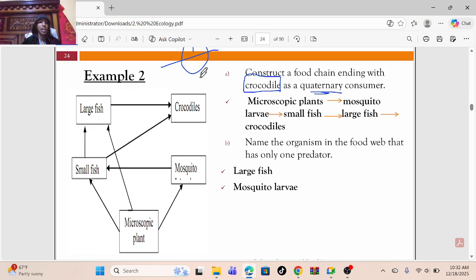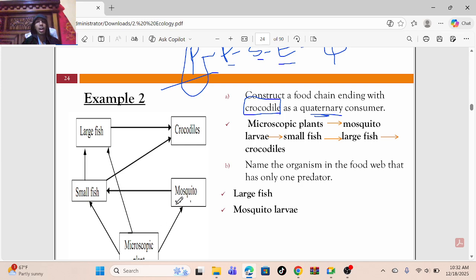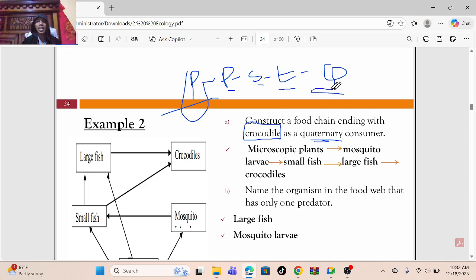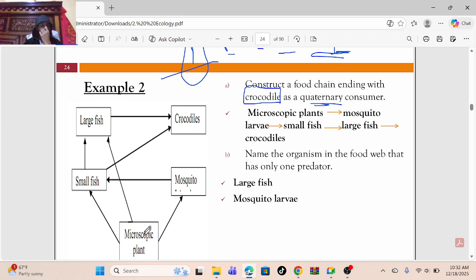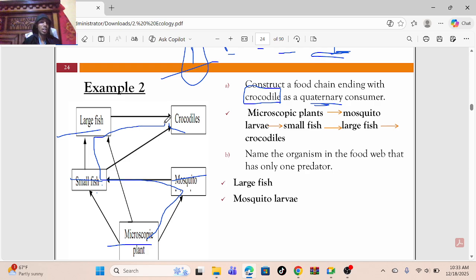So unaanza aje? Wakati gani sasa una construct a food chain? You construct a food chain when the crocodile is quaternary, yani iko number 5. So tunaweza anza wapi? Tunaweza anza hapa 1, then 2, 3, 4, 5. So tunaweza anza na microscopic plant, iende kwa mosquito, iende kwa small fish, iende kwa large fish, irudi kwa crocodile. So this is number 5 sasa. And that is the only example that we have.